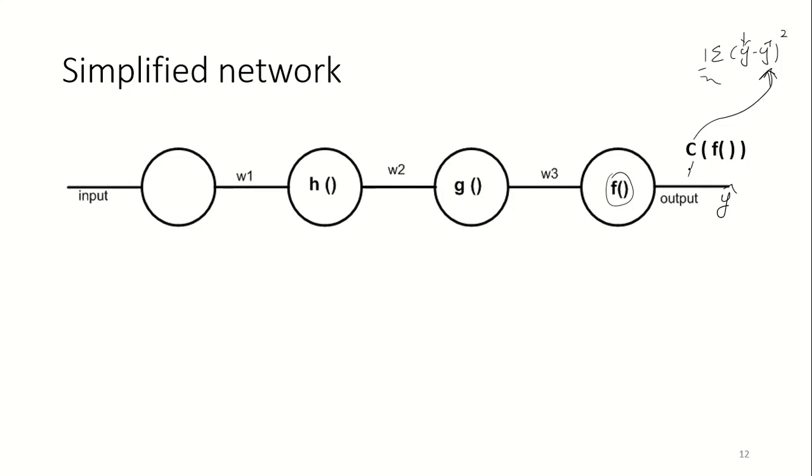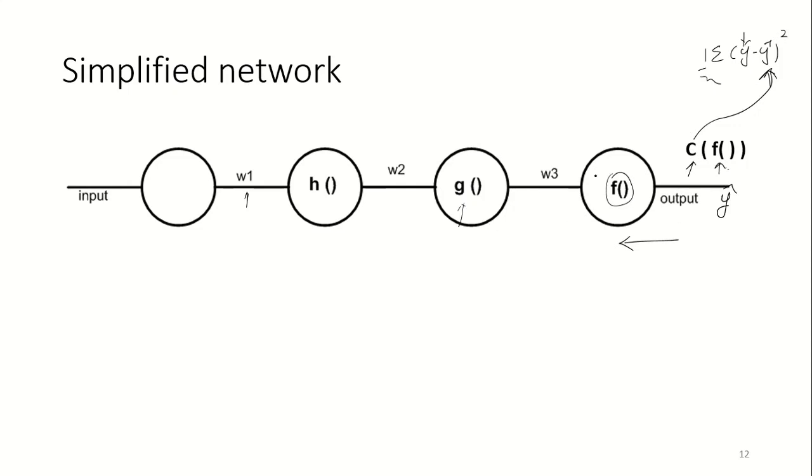So we can say that the cost is a function of f, or cost is depending on f. And what is f? F is depending on this previous activation function g and this w3, and g is depending on h and w2, and h is depending on w1 and the input value. Okay, it goes like that. And here we have to apply the auto differentiation. We have to find the derivatives starting from the output layer to the input layer. In this direction we are going to find out the derivative.